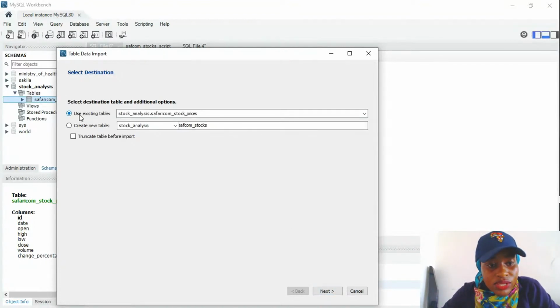So we want to use an existing table. You're going to click on use existing table, but you can choose to create a new table. Because you already created that table and already set rules for it, use the existing table. So click on next.